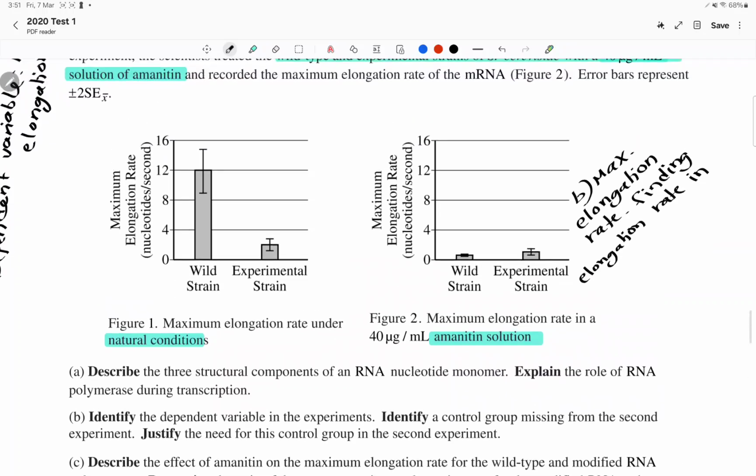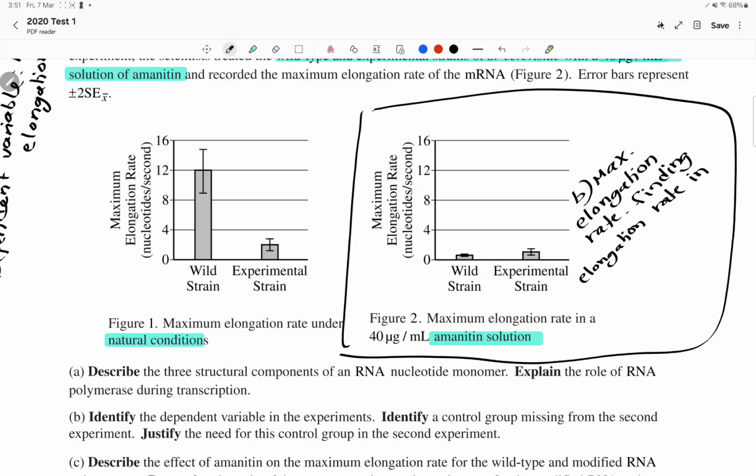Okay, so look, in the second experiment, which is this one, imagine if the one on the left didn't even exist. Just imagine, okay? So we're talking about the wild type and the experimental strain. What is missing? The second one, the normal natural one. Look at the caption of figure 2. It says we have Amanitin, right? But do we know the impact of not having Amanitin in the second experiment? Is it mentioned? It's not mentioned.